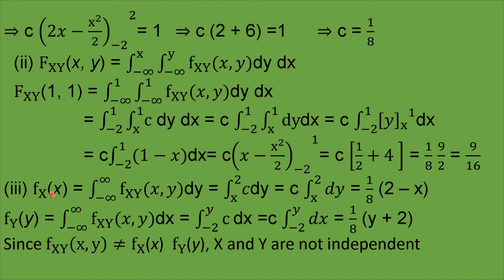Then the last part, are x and y independent? If we multiply this fx of x and fy of y, it will not be equal to fxy of x comma y, and fxy of x comma y is 1 by 8. This product is not 1 by 8. So that's the condition: the joint probability density function fxy of x comma y is not equal to the product of the marginal probability density functions fx of x into fy of y. Condition not satisfied, so x and y are not independent.